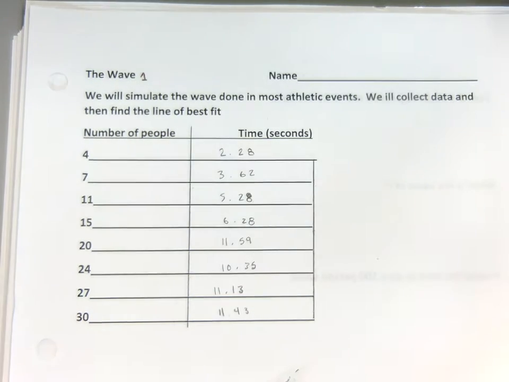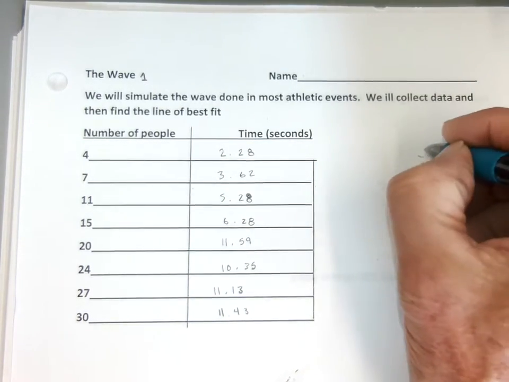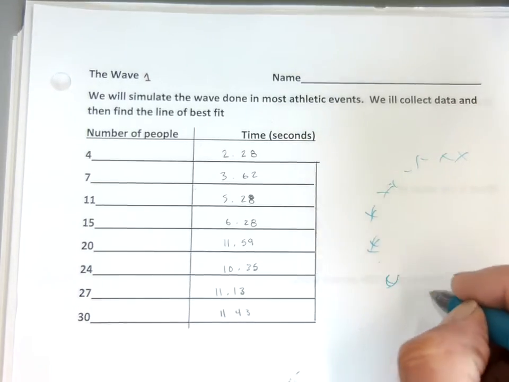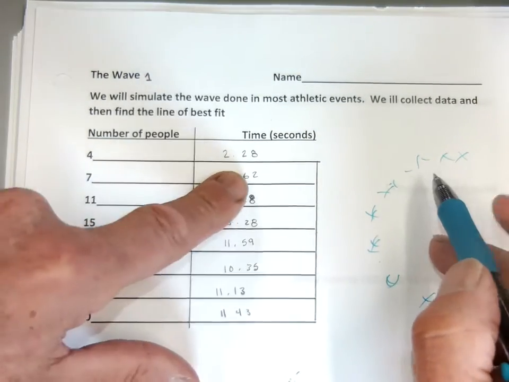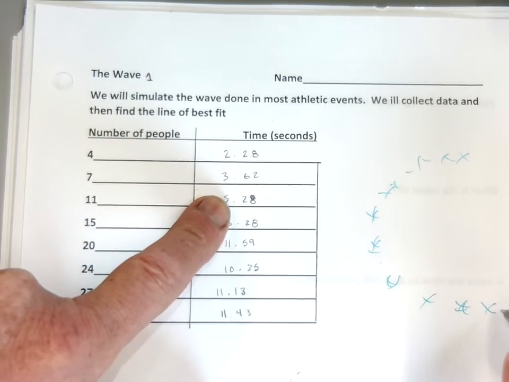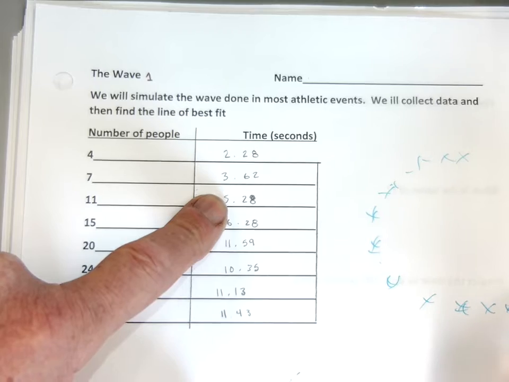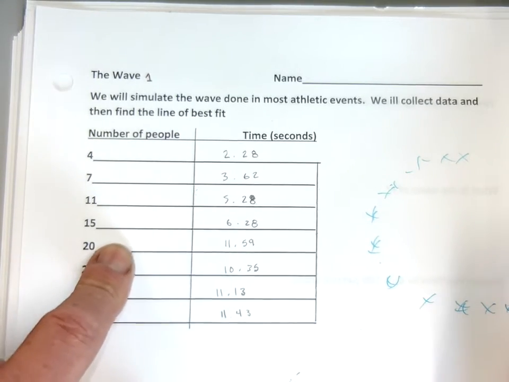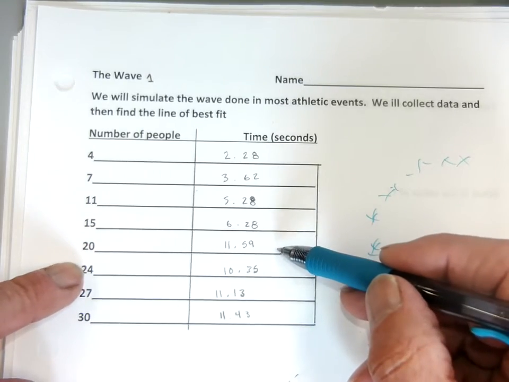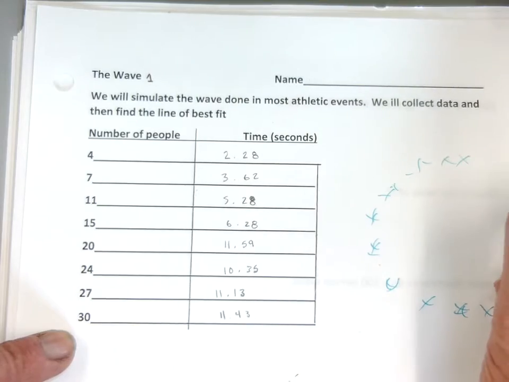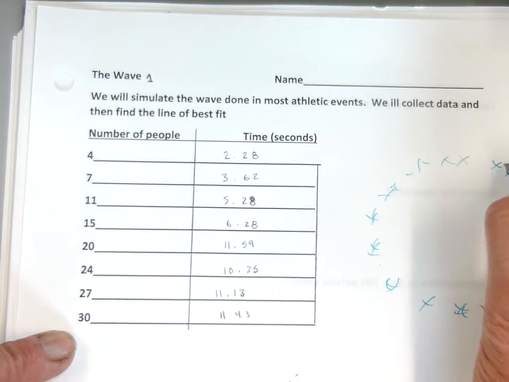So we sat in chairs in a circle, and we did first a four-person wave, and I timed it. Then we did a seven-person wave, and I timed it. So the kids actually got out of chairs and cheered, okay? Then we did an 11-person cheer, and I timed it. Then I went 15 people, 20 people, 24 people, 27, and we kept going around until 30 people had stood up and did the wave.